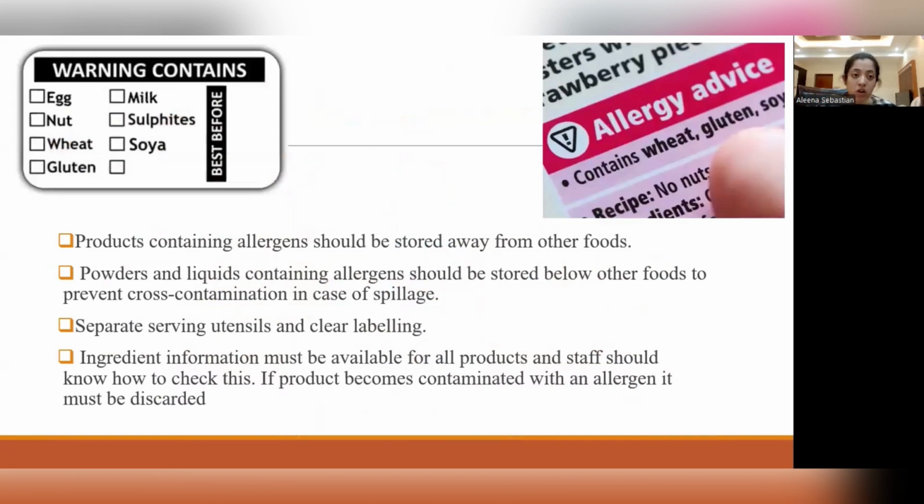This is the same thing we have told. The products containing allergens should be stored away from other foods, and below other foods, so as to prevent cross contamination in case of any spillage. Then the utensils we are using should be separate serving utensils, and clearly labeled. Ingredient information should be available, and the staff should know how to check the ingredients. And if the product becomes contaminated with an allergen, it must be discarded.